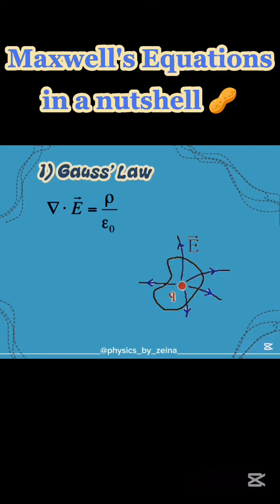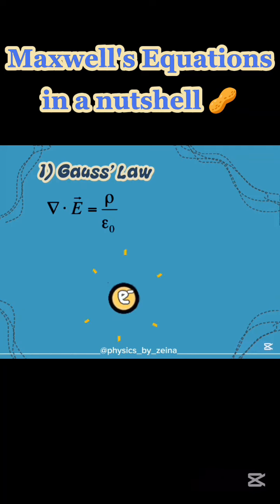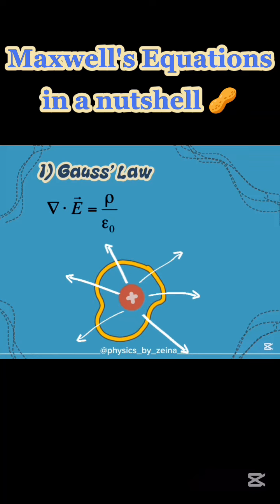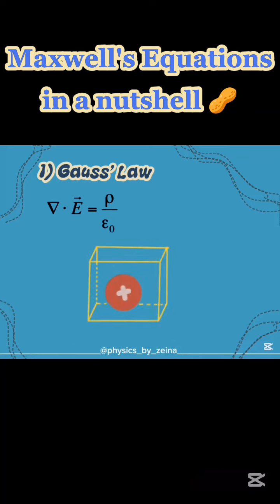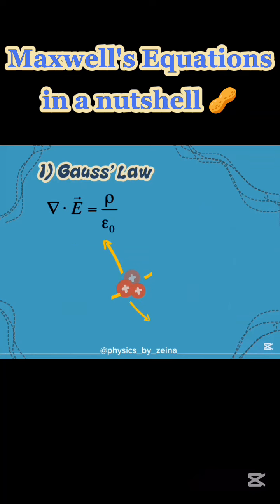The first equation describes the electrostatic, the electric field around a point charge. For example, a lone charge such as an electron will produce an electric field. It tells us the total amount of electric field lines passing through a closed surface depends on the electric charge inside the surface. Mathematically speaking, the electric flux through a closed surface is equivalent to the total charge enclosed within that surface. More charge leads to a stronger electric field.